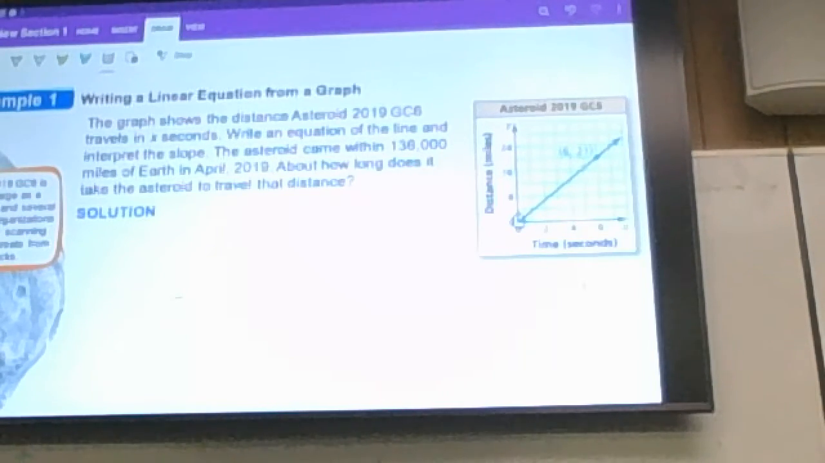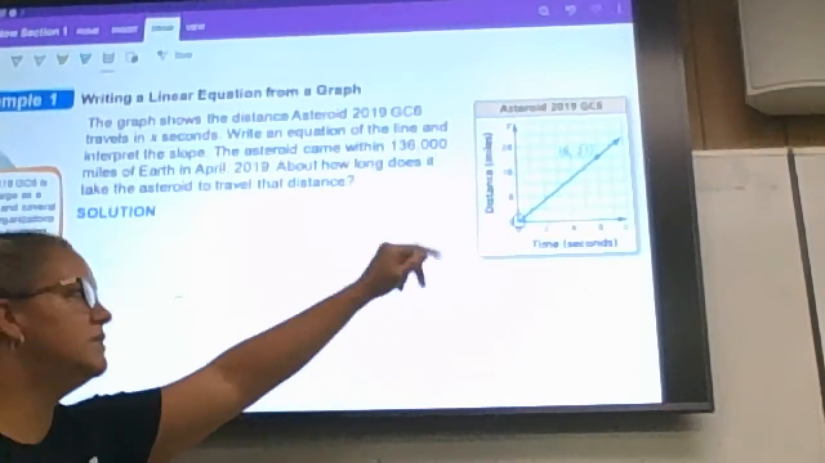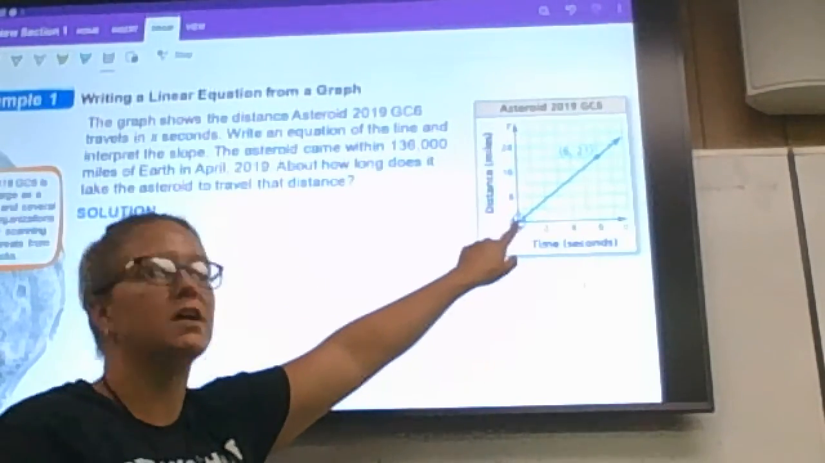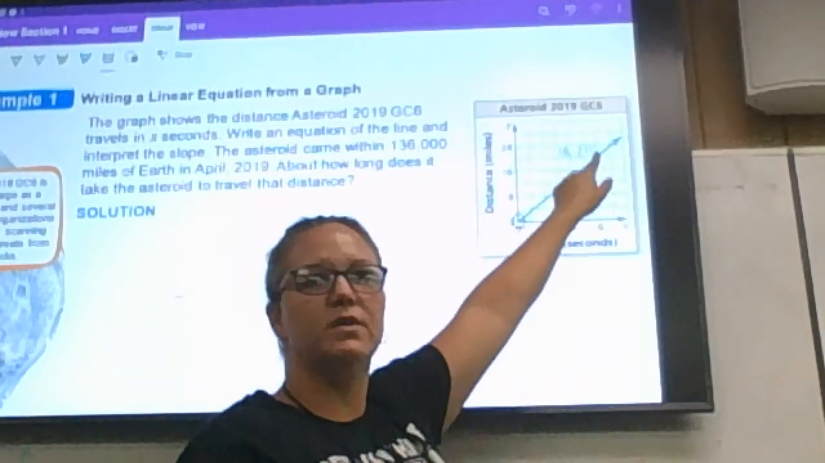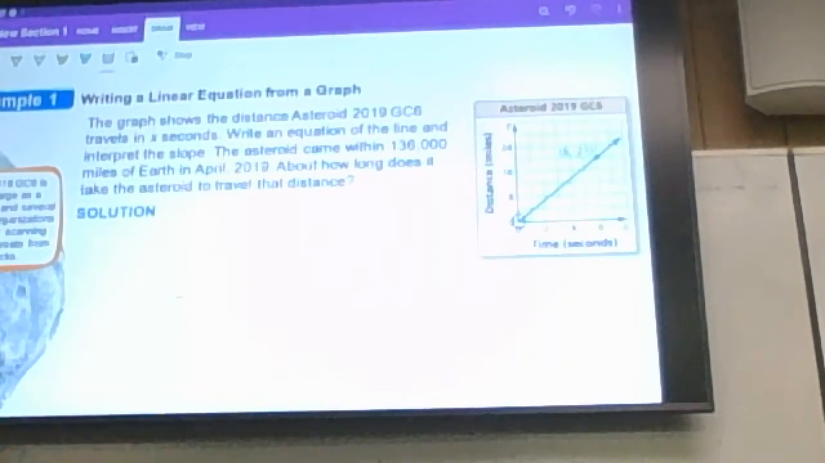really hit. All right, you guys, write an equation. I'll give you a hint. We got a point at 0, 0, and we got a point at 6, 21. So we need a y equals mx plus b equation. And then I want you to interpret the slope with a complete sentence answer.